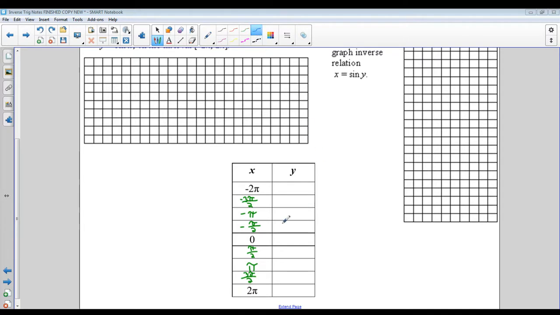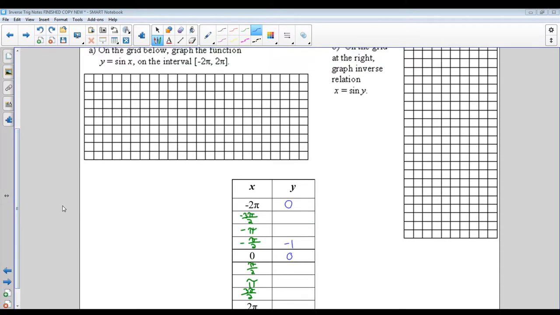Just to get you started, we know sine of 0 is 0. Sine of negative 2 pi is 0, and then we can work backwards from there. If you need to, go to your chart. Actually, it might even be easier to graph first and then fill in your table of values. So that's what I'd like you to do now.